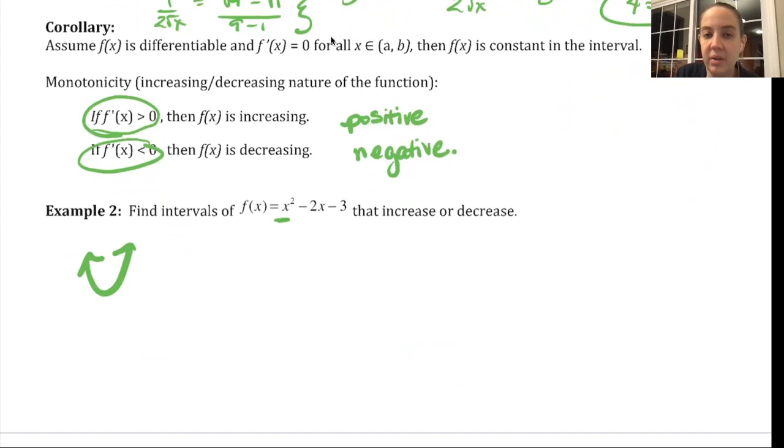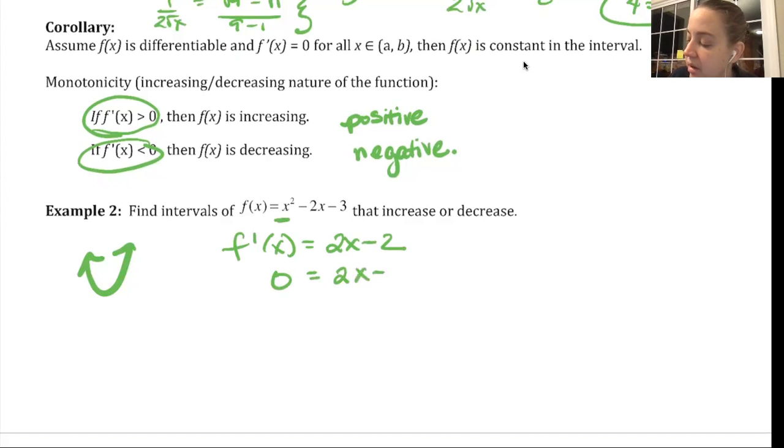We want to figure out where it increases or decreases. Increase or decrease comes from the first derivative. So let's calculate the first derivative. 2x minus 2. Yesterday, we were finding critical points. So let's set this equal to 0 and solve for a critical point. I'm going to factor out a 2. Lots of factoring in this unit. X equals 1 is my critical point.